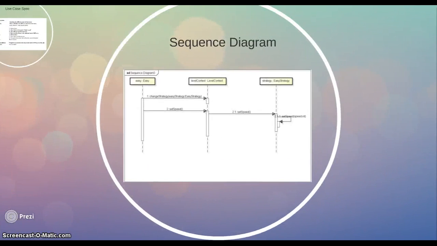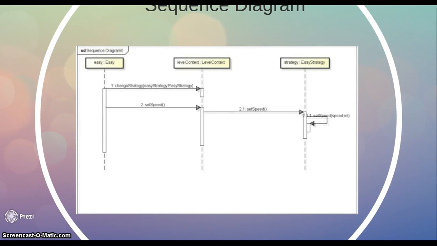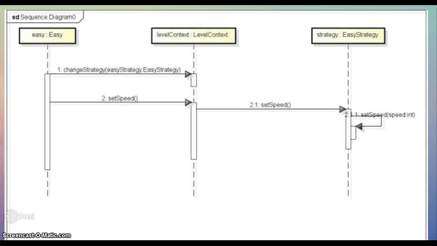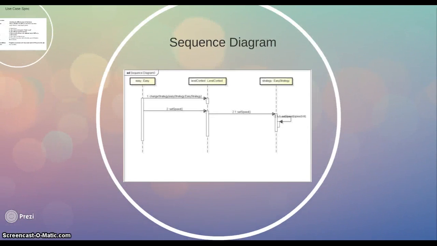Here's the sequence diagram. Suppose the user requested the difficulty level to be easy. The request will be passed on to the level context, which will then call the set speed method using the iStrategy interface, which will then be delegated to the easy strategy class, which will then call the set speed method, which then will set the speed to the numeric value corresponding to the difficulty level of easy.